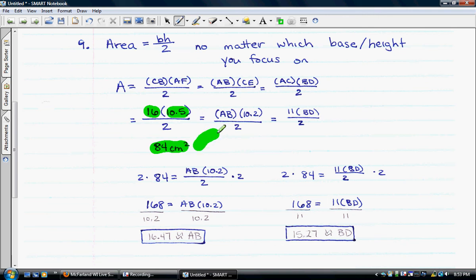Now I'm going to use that and set that 84 equal to that way to find the area using base AB, and this way to find the area using base AC. So I did it 2 separate ways here. So first, if I set that 84 equal to AB times 10.2 divided by 2, I can solve by multiplying both sides by 2, dividing both sides by 10.2, and you have to round. It's kind of a weird decimal. You get AB is approximately 16.47.